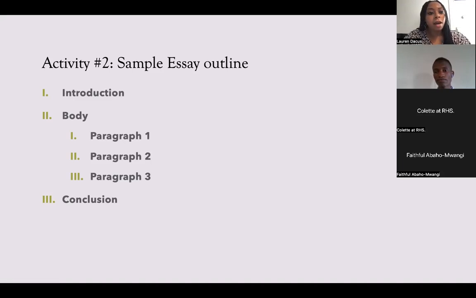Okay, so I'm going to copy this activity into the email, as well as the assignment details such as the due date, and to reassure that you all send it to both Faithful and I on a Google Doc.